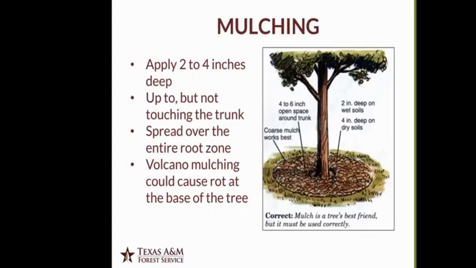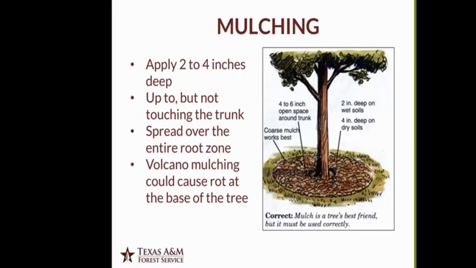All right, mulching. A 2 to 4 inch layer of mulch is recommended, up to but not touching the trunk. It's really important that the mulch does not touch the trunk of the tree. Spread it over the entire root zone. People ask me, how far do I go out? And, you know, 20 feet, your whole yard is ideal, from a tree person perspective. But a nice ring around the tree is going to be very beneficial.